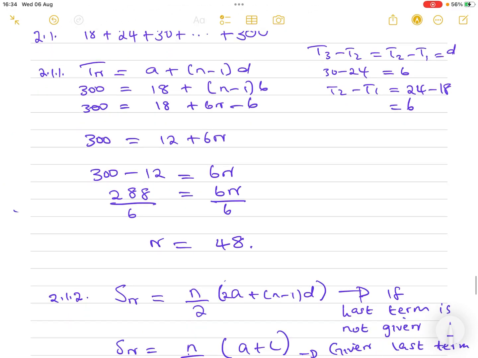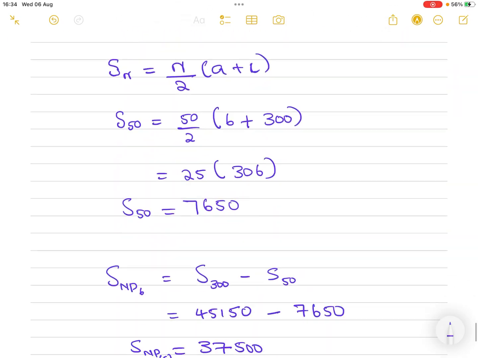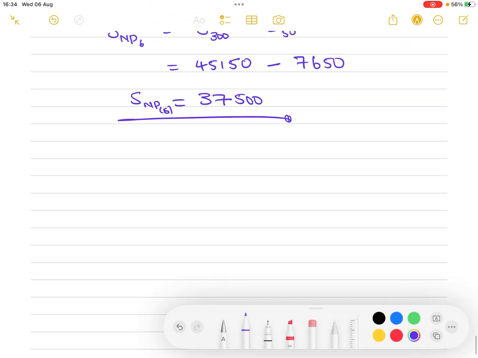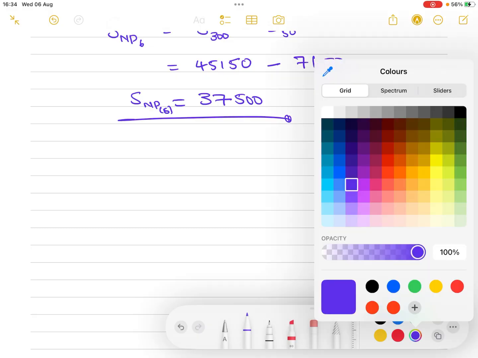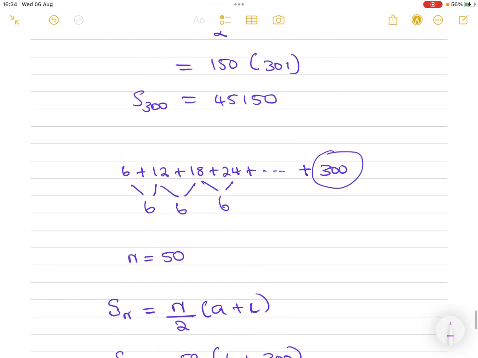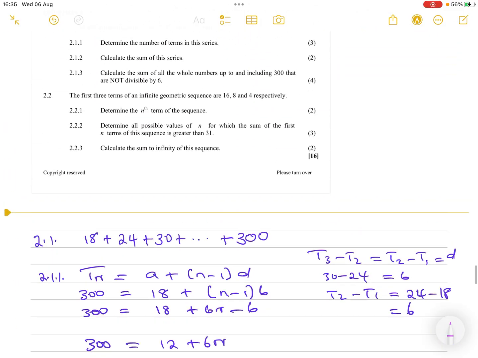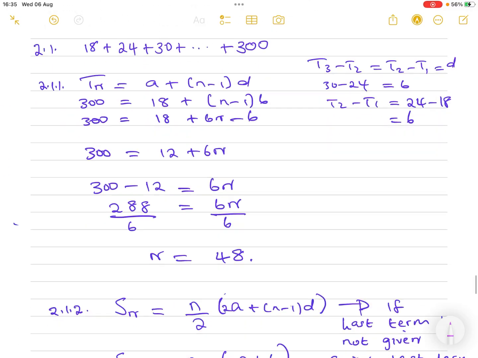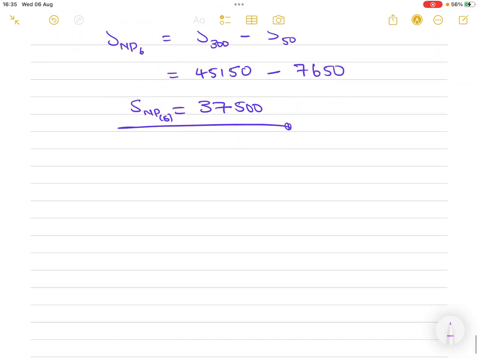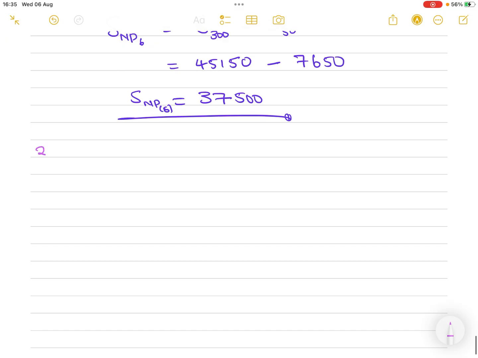Okay, then moving to 2.2. Okay, 2.2 here. Let me use this color. Let me use purple. Okay, let us go to 2.2. I am given the statement here that the first three terms of an infinite geometric sequence are 16, 8, and 4.